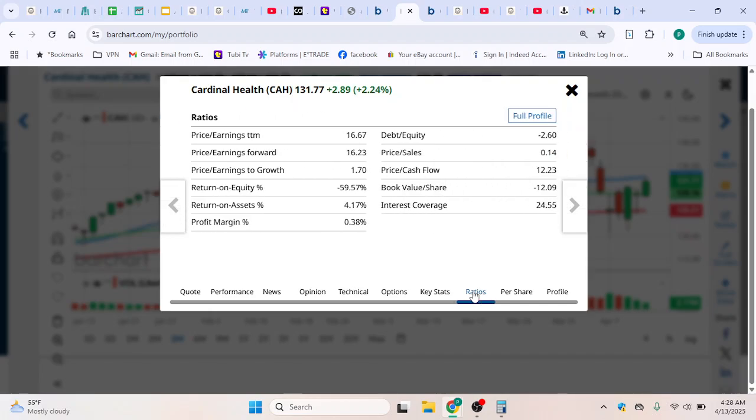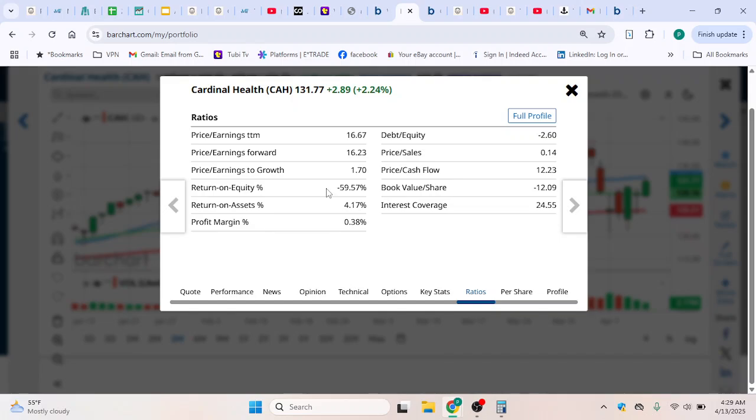And then we've got some ratios on Cardinal Health. We've got a fairly low price earnings ratio or PE ratio, 16.6. Forward, it's actually going a little bit lower. That's okay. PE versus growth, 1.7. That's okay too. I like that closer to 1 or below 1, but that's still okay.